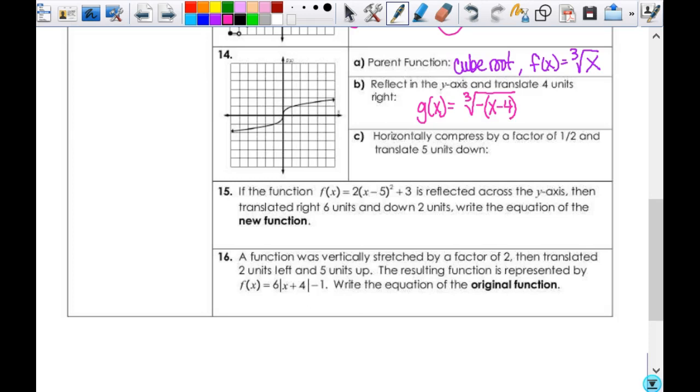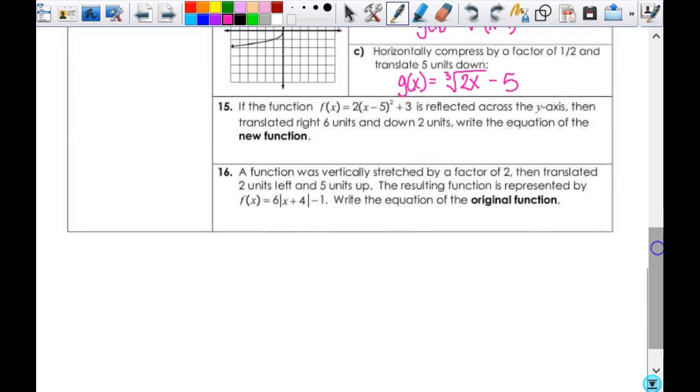Then I'm going to horizontally compress by a factor of 1/2 and translate 5 units down. So g of x would equal, so that horizontal compression, inside or outside? Inside. So cube root of, what do I multiply by x? 2. 2x, and then does that 5 go inside or outside? Outside, minus 5. When you do something like this, be very careful that you're not sloppy with your root sign and make it difficult to tell if you meant for the 5 to be inside or outside. Does that make sense? Make sure it's real obvious in what you're doing. We good? All right.